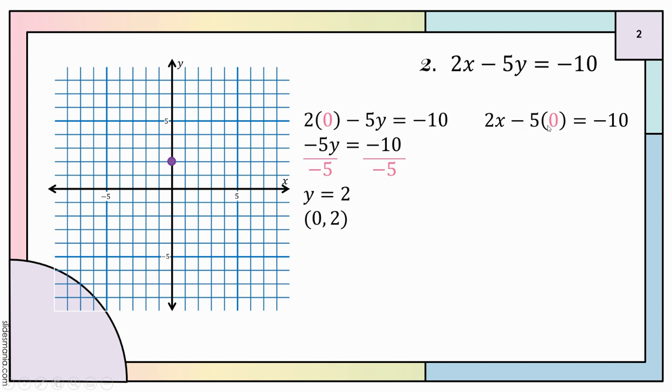Negative 5 times 0 is 0. So that leaves us with 2x equals negative 10. Divide both sides by 2 and get x equals negative 5. So I'm going to write that as an ordered pair. We are getting negative 5 for x, so put negative 5 in the x-coordinate, and we had put 0 in for y, so write 0 in the y-coordinate. So then I'm going to plot (-5, 0), and I'm going to use a straight edge to connect my points.